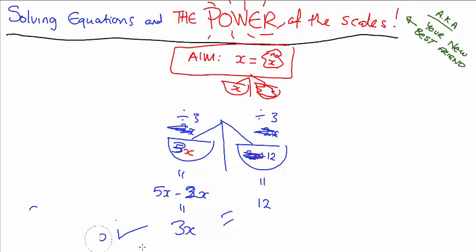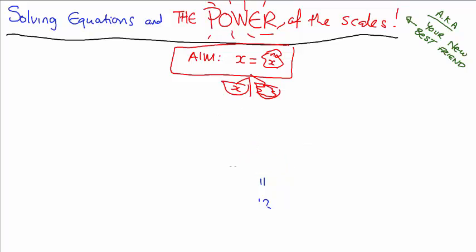Alright, so next question. Now remember how I told you that everything you were learning with the rewriting, the expanding brackets, factorizing, all of that stuff, it comes to help you in this. So let's have a look at a question like this. They say solve 7x minus 3(x plus 1) equals 7. Let's draw the scales.